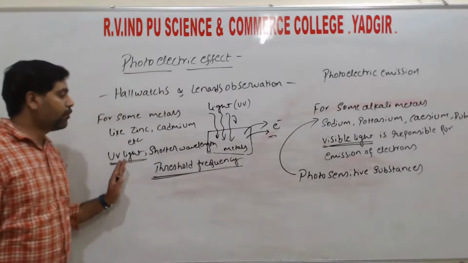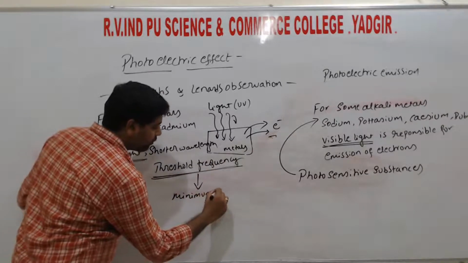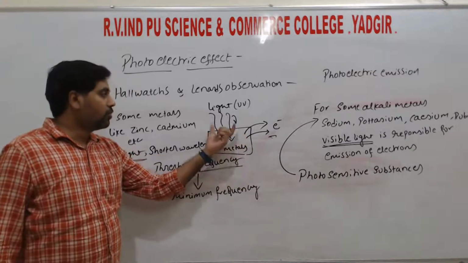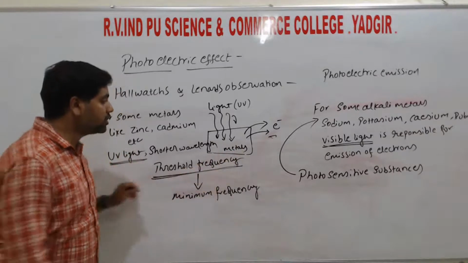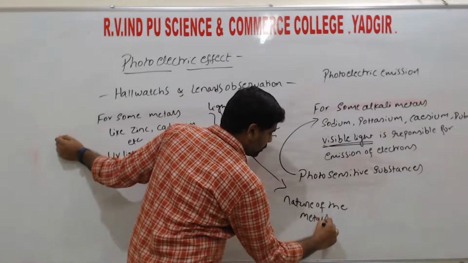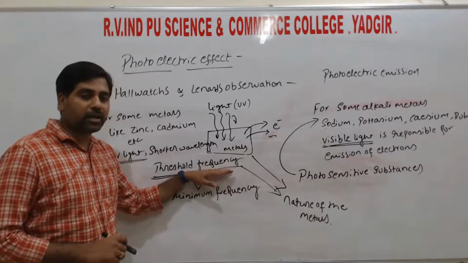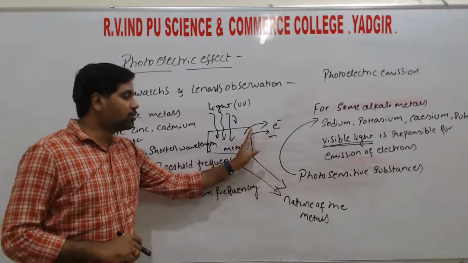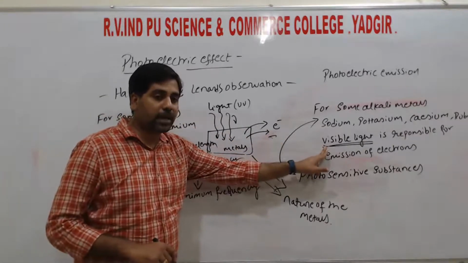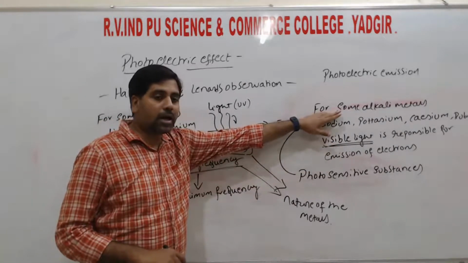So here they concluded that a minimum frequency is required to emit the electrons. Threshold frequency is nothing but the minimum frequency for the emission of the electrons. This depends on the nature of the metals, right? So the threshold frequency depends on the nature of the metal. Different metals have different threshold frequencies. So all the metals do not emit the electrons in the same way. For example, these are the metals which emit electrons for UV light, and the same metals will not emit for visible light. So the threshold frequency is different for these metals, and different for the alkali metals, right?